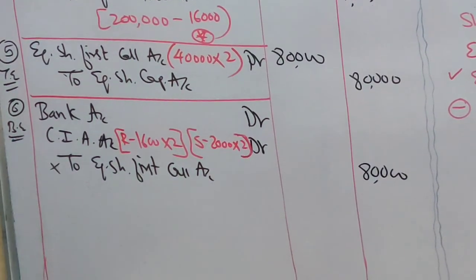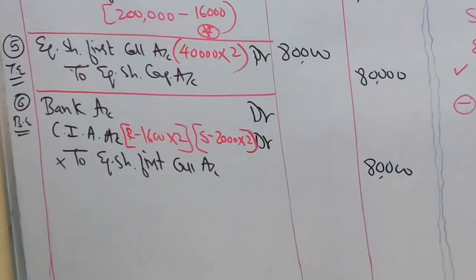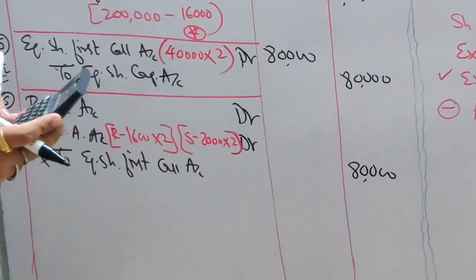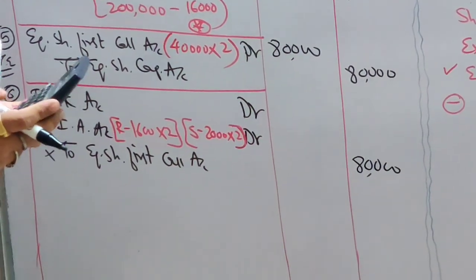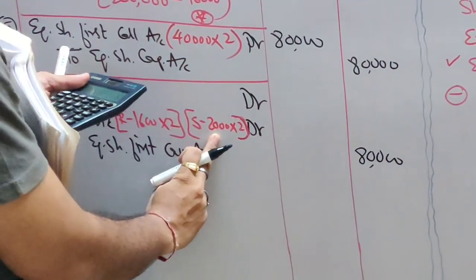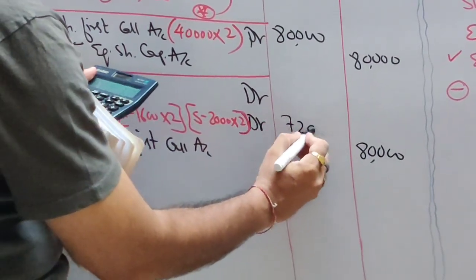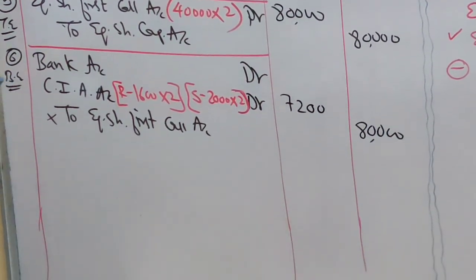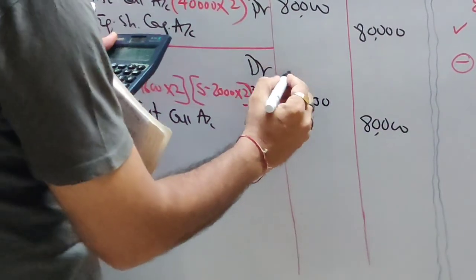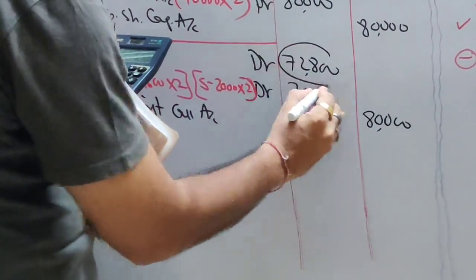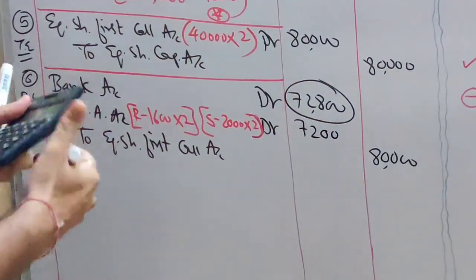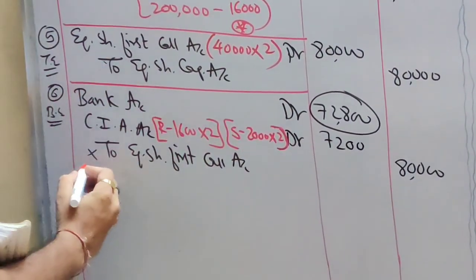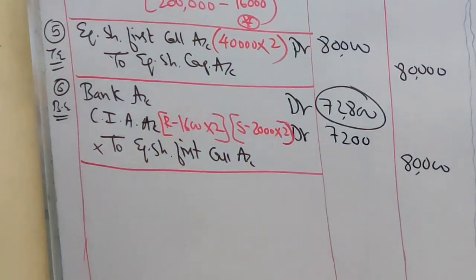So let's do the total. Total arrear will be how much? 1600 into 2, 3200, plus 4000. So it will be 7200, and minus from 80,000. So 80,000 minus 7,200 is 72,800. So in the bank account, you will write the balancing amount. Okay, so we are done with the bank entry of the first call. Great.